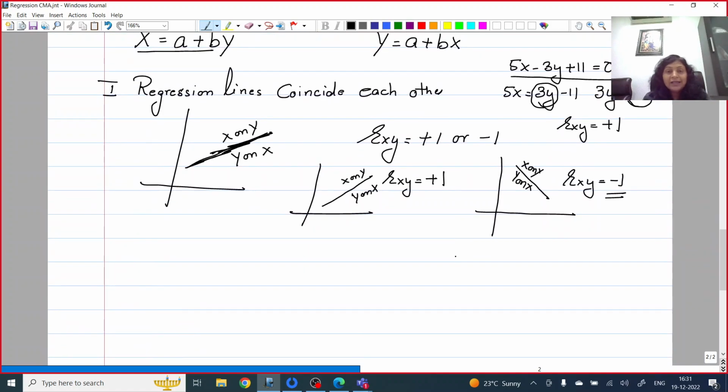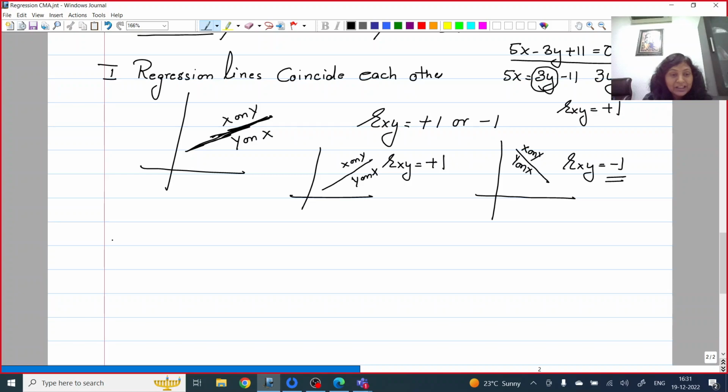So the first thing is, if the regression lines coincide with each other, that means there is a perfect correlation. If it is an upward trend, then it is perfect positive. And if it is a downward trend, then it is perfect negative correlation. Second is, if the regression lines are perpendicular to each other.